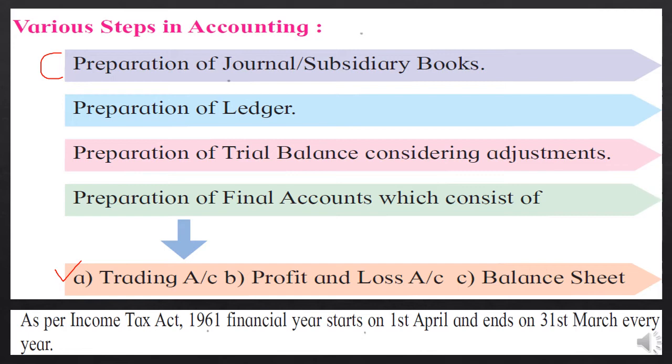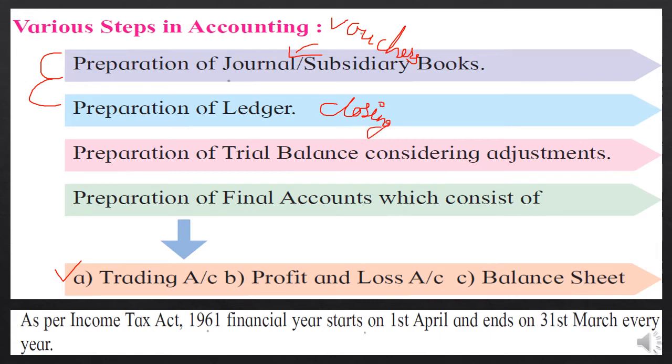So from that, first when the transaction happens, vouchers are created, and on the basis of those vouchers and slips, this activity is done, that is, preparation of journal and subsidiary book. After that, when it is journalized and posted to the subsidiary book, the ledger account of each and every account will be prepared, and we will find out the closing balance of a particular item from the ledger account.